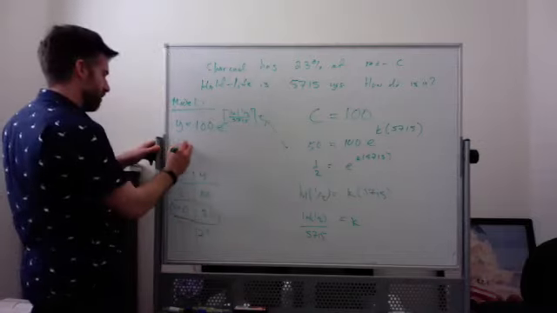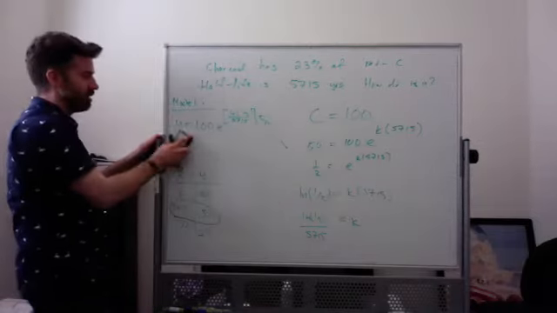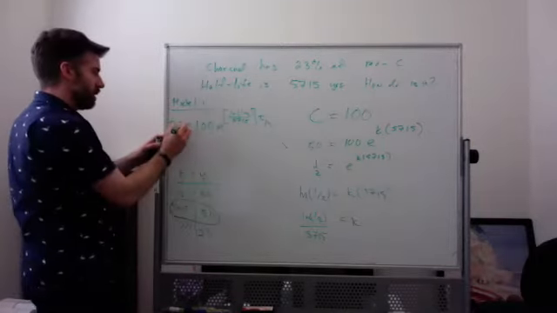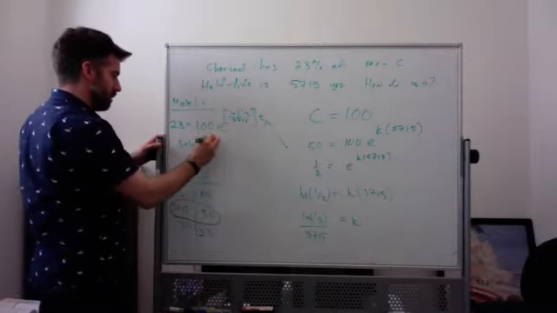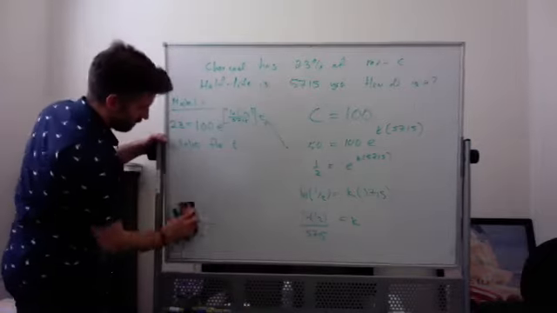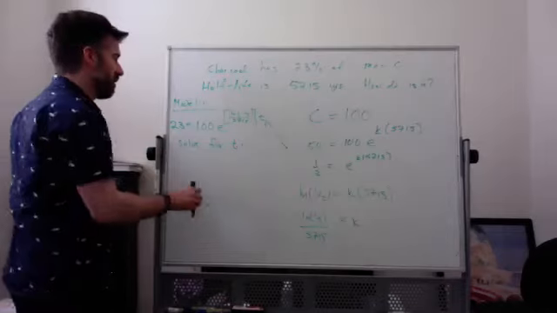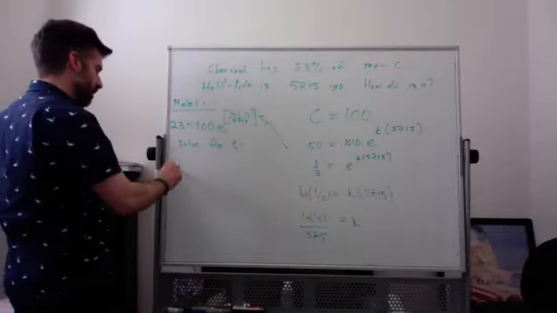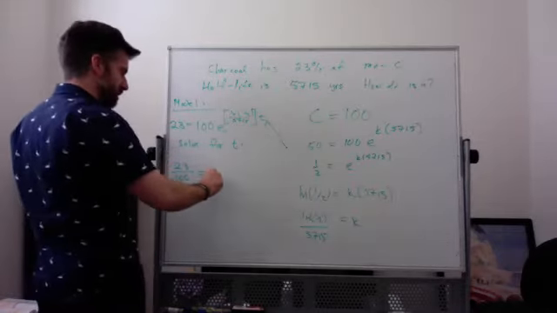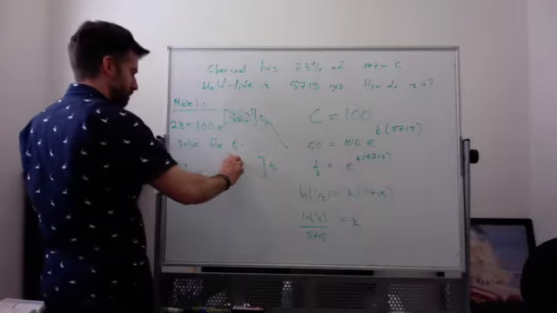So I'm going to say 23 equals all that. I'm going to be a little bit lazy here and just plug in 23 right there. Then we're going to solve for t. That's pretty much the same process we just used for solving for k. I'm going to divide both sides by 100. So 23 divided by 100 equals e to the all of that times t. Kind of gross.